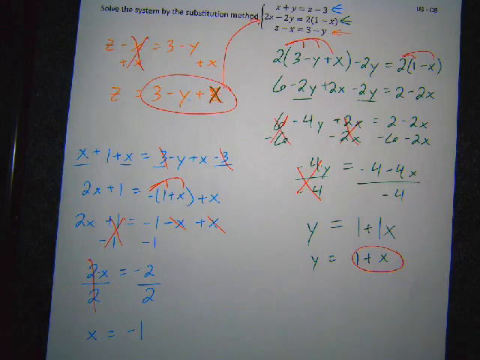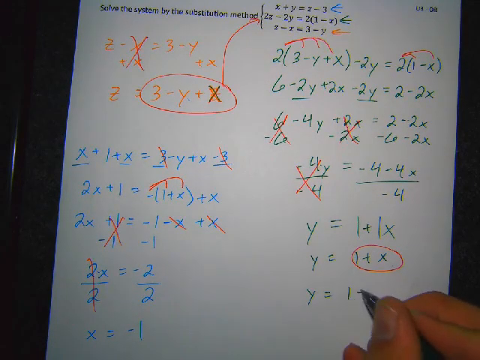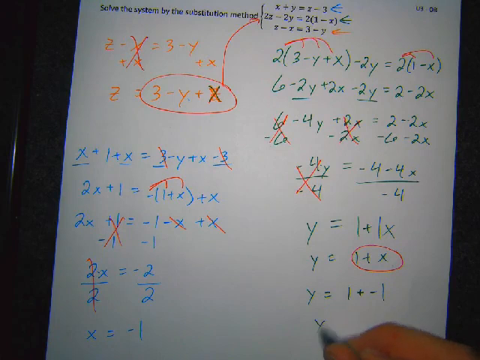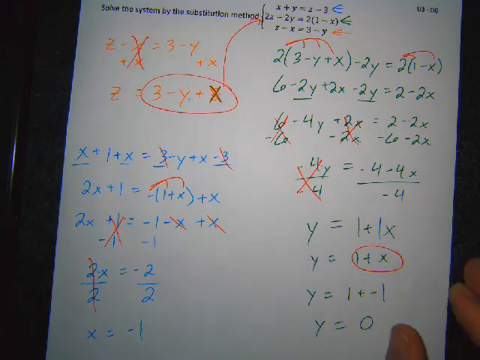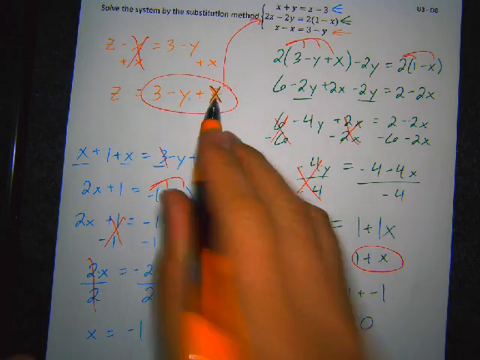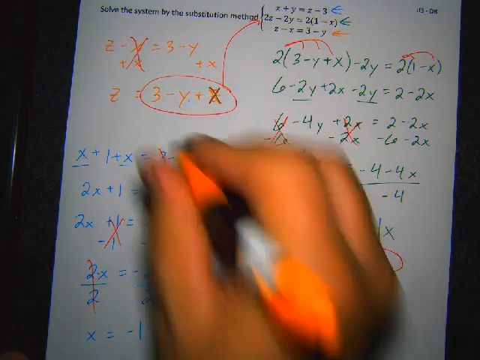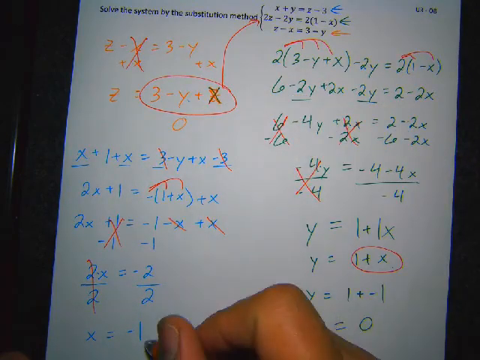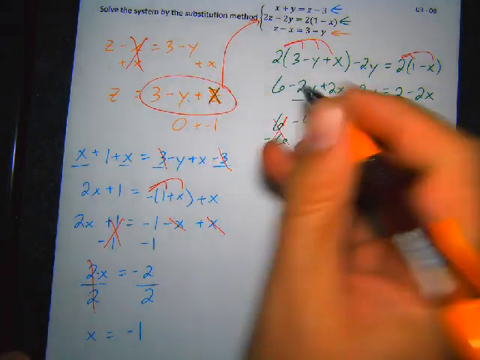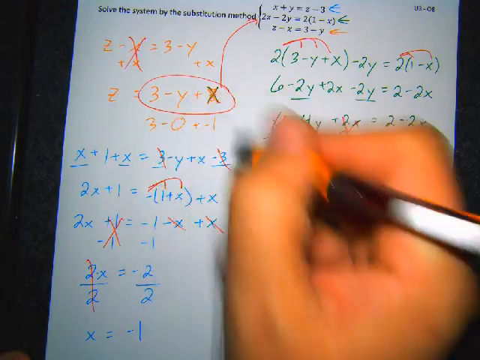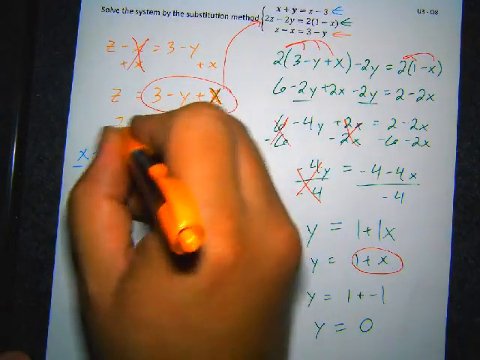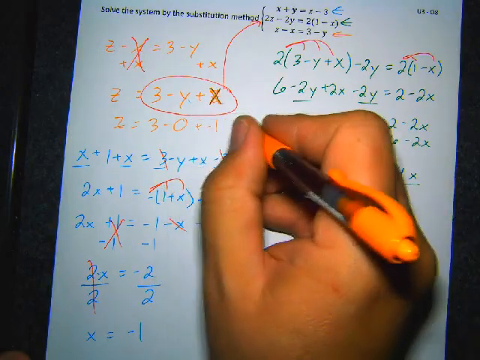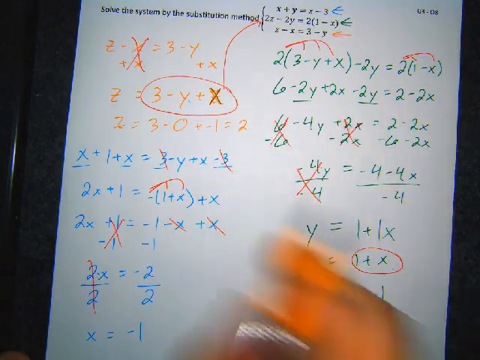So I can go over here, where I have y in terms of x, y equals 1 plus x, and just replace the x with negative 1. So y is 1 plus negative 1. Well, 1 plus negative 1 is 0, so y is 0. And the last one here, we're going to replace both the y and the x. Y we just figured out was 0, so replace that with 0. X we figured out was negative 1, so that's plus negative 1. Still 3 minus, but here it's just subtracting 0. We get 3 minus 0 is 3, plus negative 1 is 2. And that's our z value.